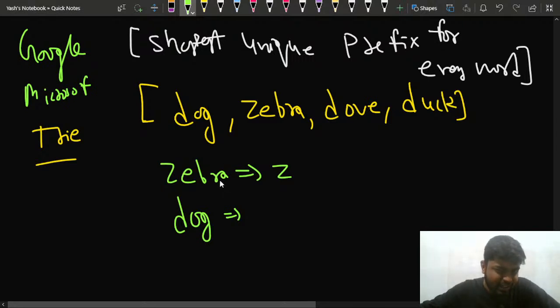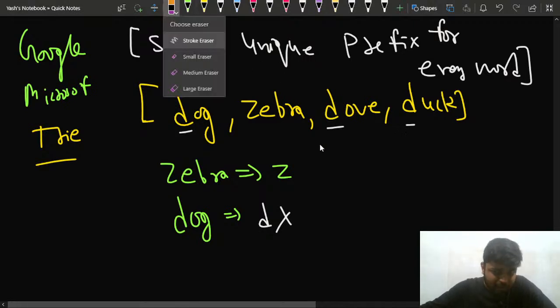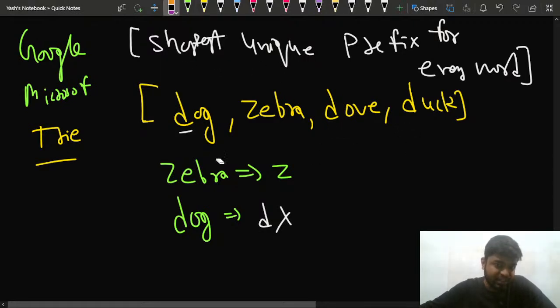So if I have to represent this dog, can I represent it with D? No, I cannot represent it with D. Why? Because dove also has D and duck also has D, so it will create some confusion. So that's why I cannot uniquely represent it, right?